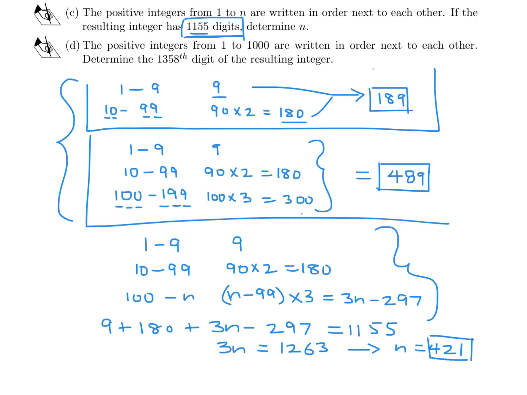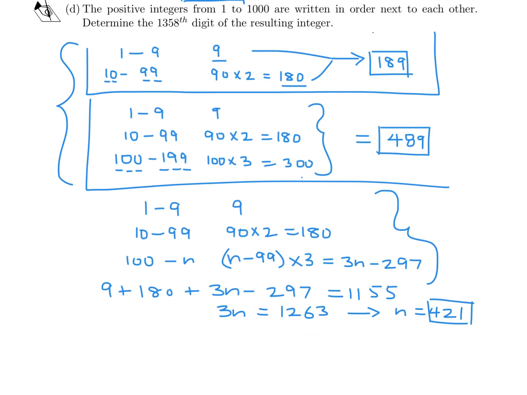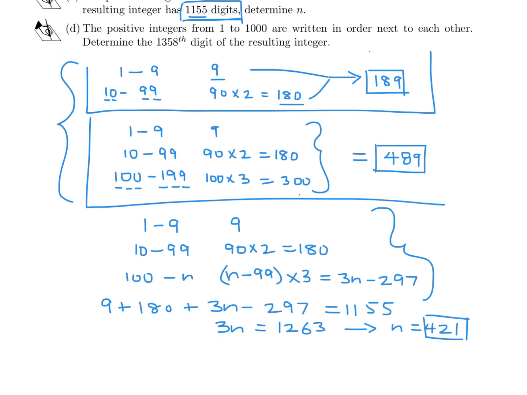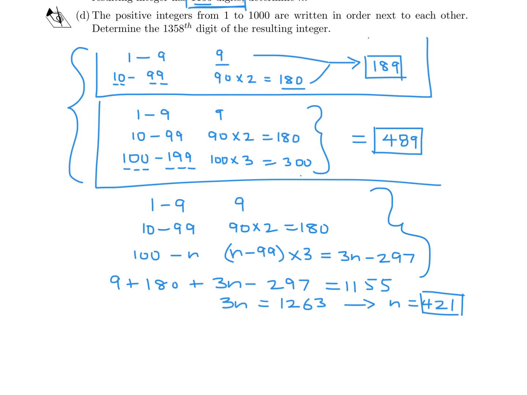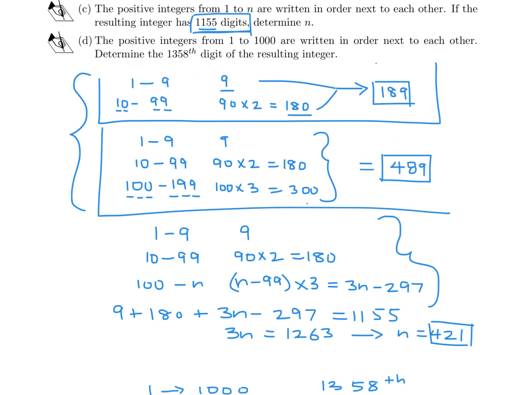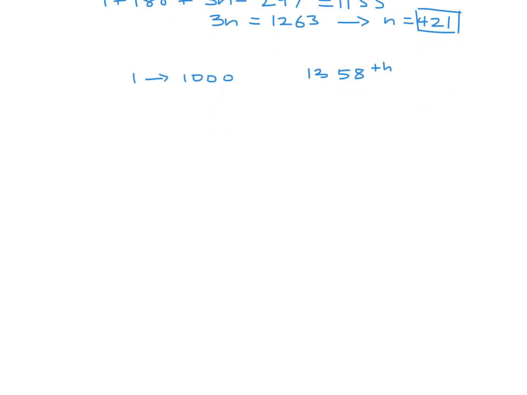All right, final part. The positive integers from 1 to 1000 are written in order next to each other. Determine the 1358th digit of the resulting integer. Okay. So we have 1 to 1000 are written. Okay, so and then they want the 1358th digit, I believe. Yeah, 1358. Okay, let's see what we can do here.